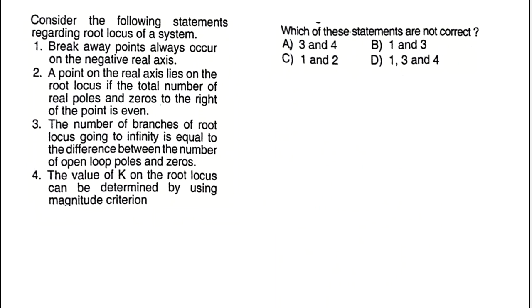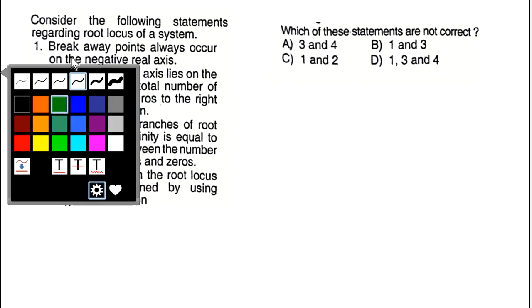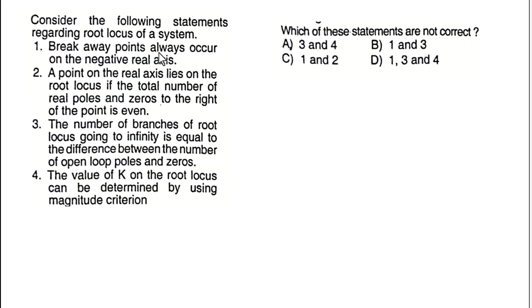So next question. This is also a theory question. Consider the following statements regarding the root locus of the system. The breakaway points always occur on the negative real axis. The breakaway points may occur anywhere in the s plane, so this is a false statement. A point on the real axis lies on the root locus if the total number of real poles and zeros to the right of the point is even. It is not even, it is odd, so this is also a wrong statement.